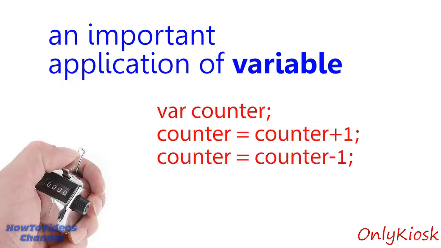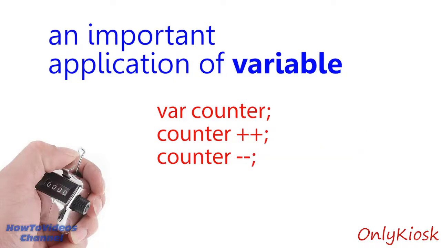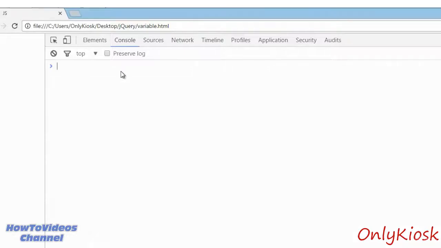This is the basic structure of a counter. We increase or decrease the variable value by 1 every time a repetition has been executed. To make our code more concise, there's a shortcut here: ++ or --. For example, we declare a new variable counter. We set its original value to 1, then we type counter++, and now the value of variable counter is 2.